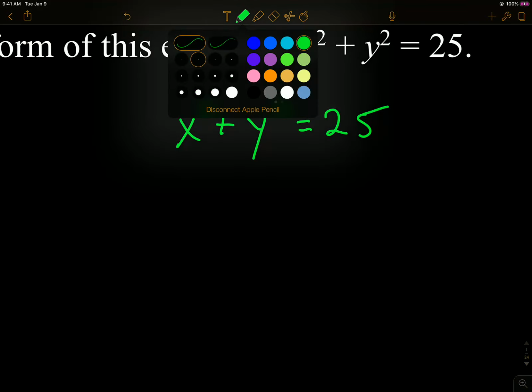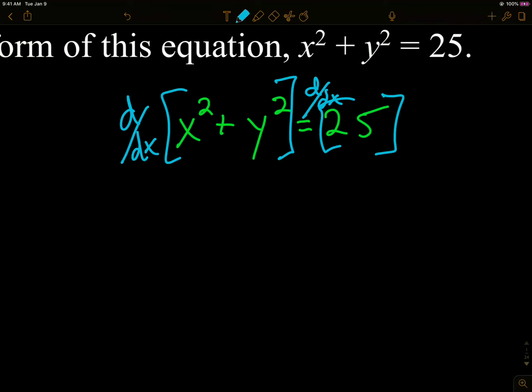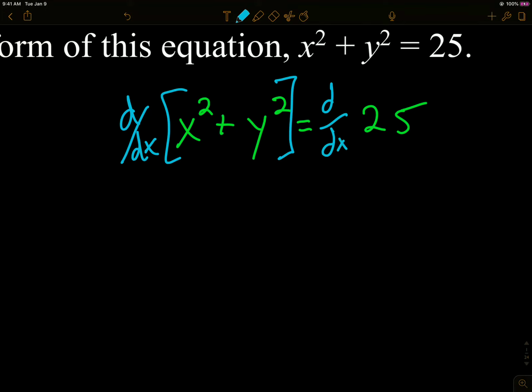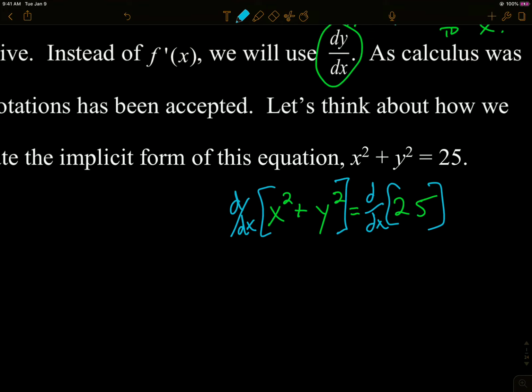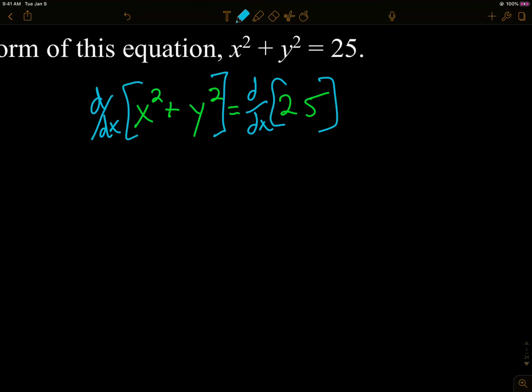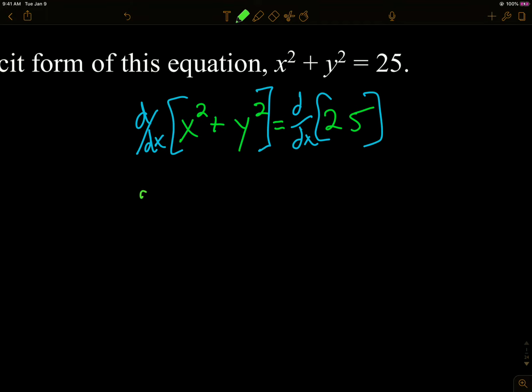So if I want to take the derivative of this thing, let's think about it: we're taking the derivative with respect to x of both sides. That's how we're looking at this. So the derivative with respect to x is going to be, I've got two terms here, so I can think of this.